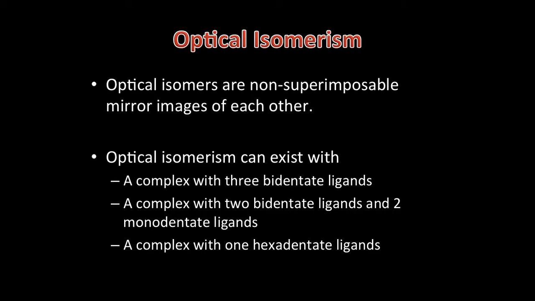So, now moving on to optical isomers. To recap, optical isomers are non-superimposable mirror images of each other. Optical isomers can exist with A, a complex with 3 bidentate ligands, B, a complex with 2 bidentate ligands and 2 monodentate ligands, and C, a complex with 1 hexadentate ligand. The example given in the syllabus is [Ni(NH2CH2CH2NH2)3] with an overall charge of +2, and this is shown on the next slide.